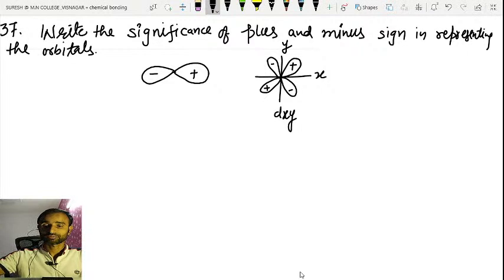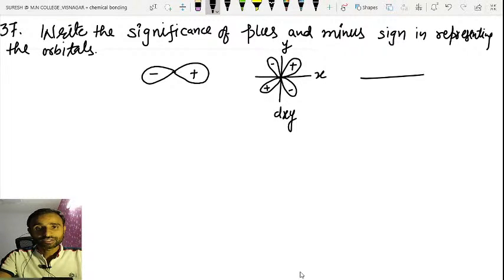Yes, first. Anybody? So actually this plus and minus sign has no relation with the charge. Yes, I want to get a reply from you all. Anybody who can answer this question? Significance of plus and minus sign. Nobody turned up.